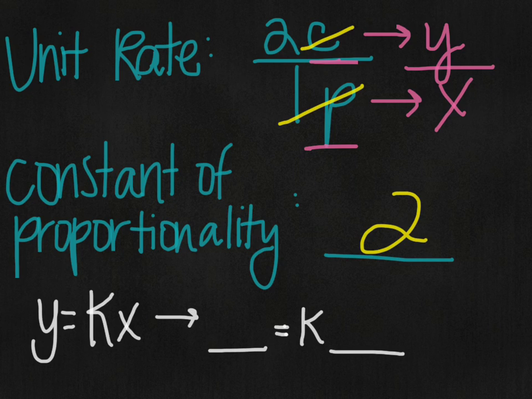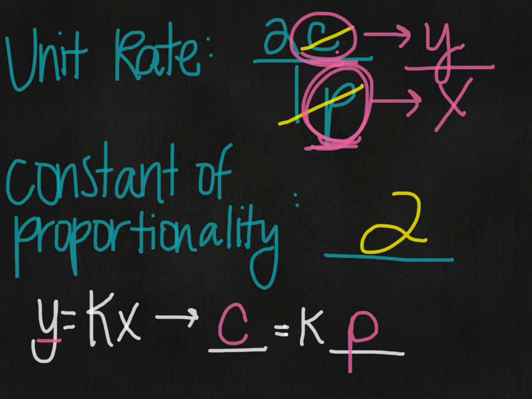So when I write my equation, instead of writing y equals k times x, I can use these other variables, c and p. Instead of writing y, I'm going to look for which one stands for y in the numerator, and that's c. And instead of using x, I'm going to look for the variable that x represents, and that is p. So instead of writing y equals k times x, I'm writing c equals k times p. It means the exact same thing, but it gives us a little bit more information about our problem.